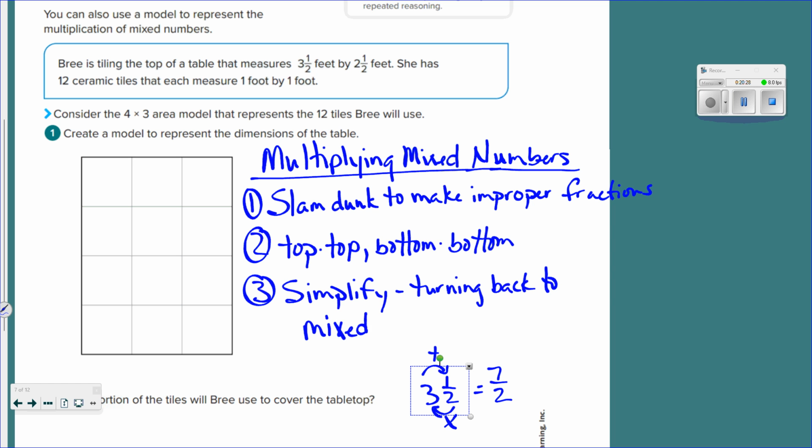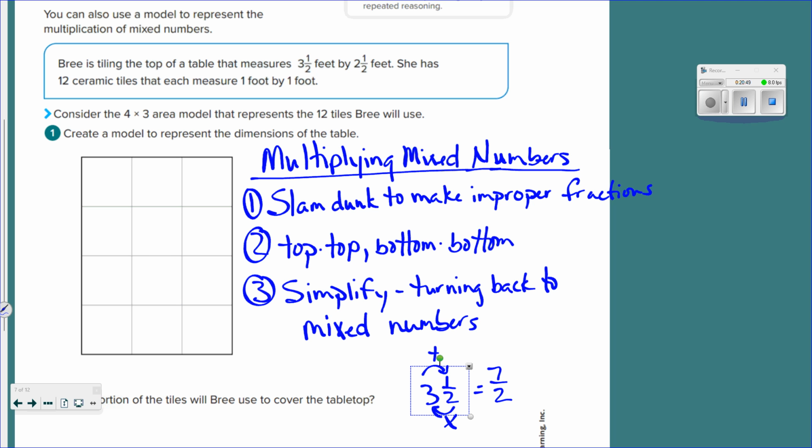Okay? So we always want to get our answer. We don't really want a final answer as an improper fraction. That being said, as you get into more advanced algebra and stuff, we'll just use it here. But for right now, we want to get comfortable going back and forth between mixed numbers and improper fractions.